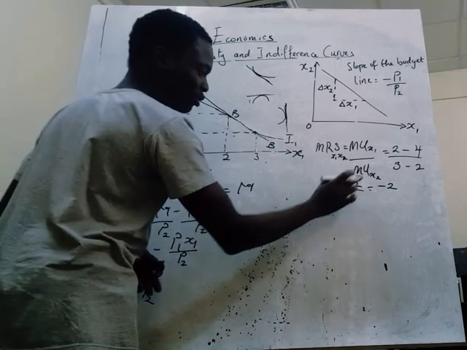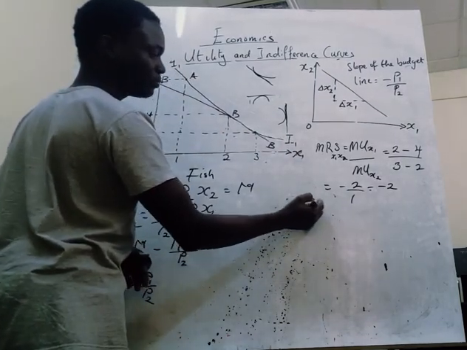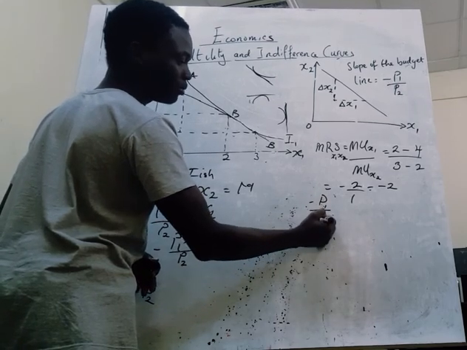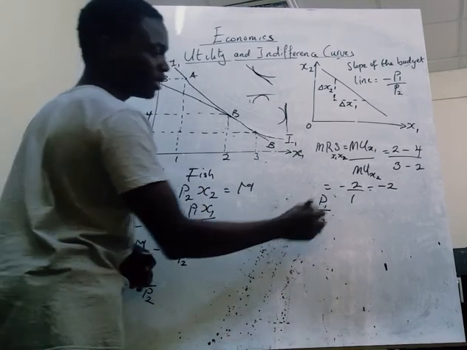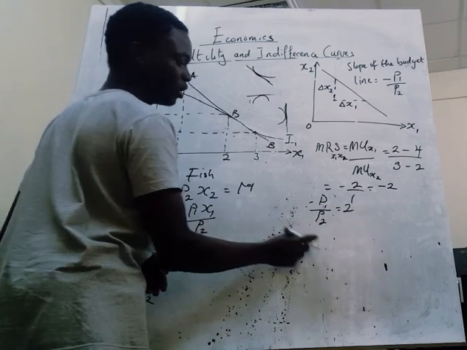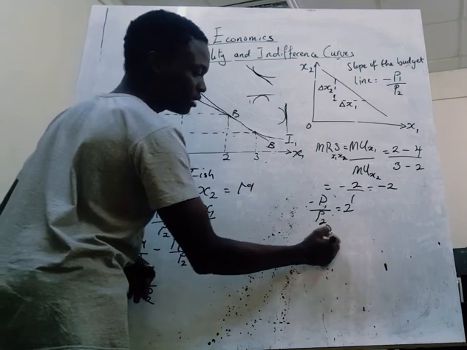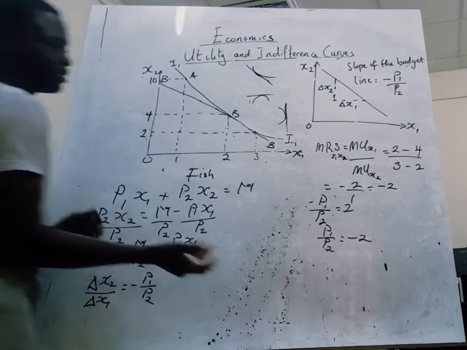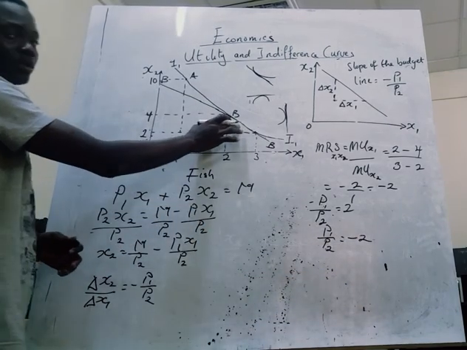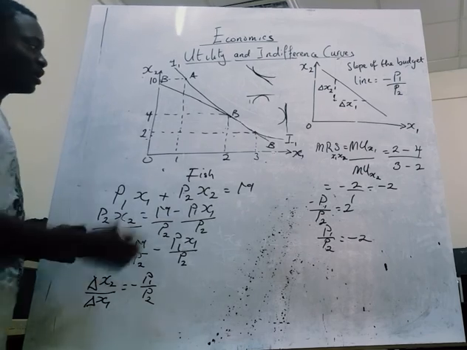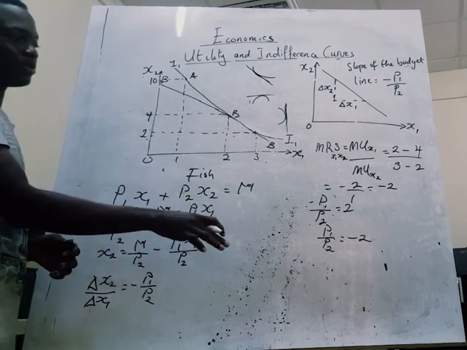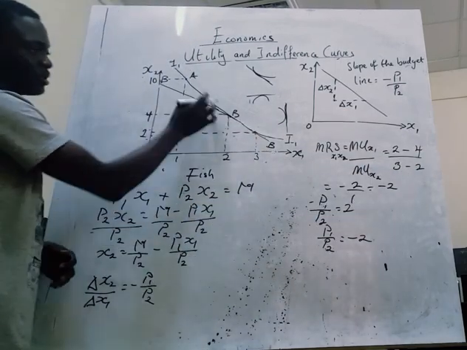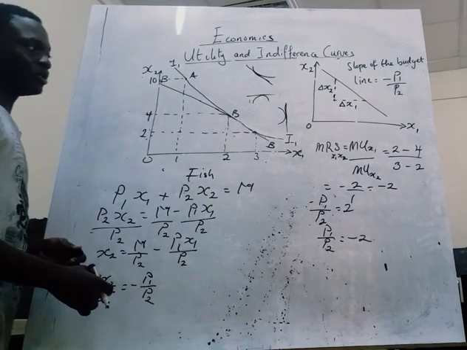At this particular position as well, our P1 over P2 is also going to be minus 2, because they are already equal, so that is exactly what's going to happen. So we calculate the slope of the budget line as well. It is still 2 minus 4 over 3 minus 2, because they are at the same position.